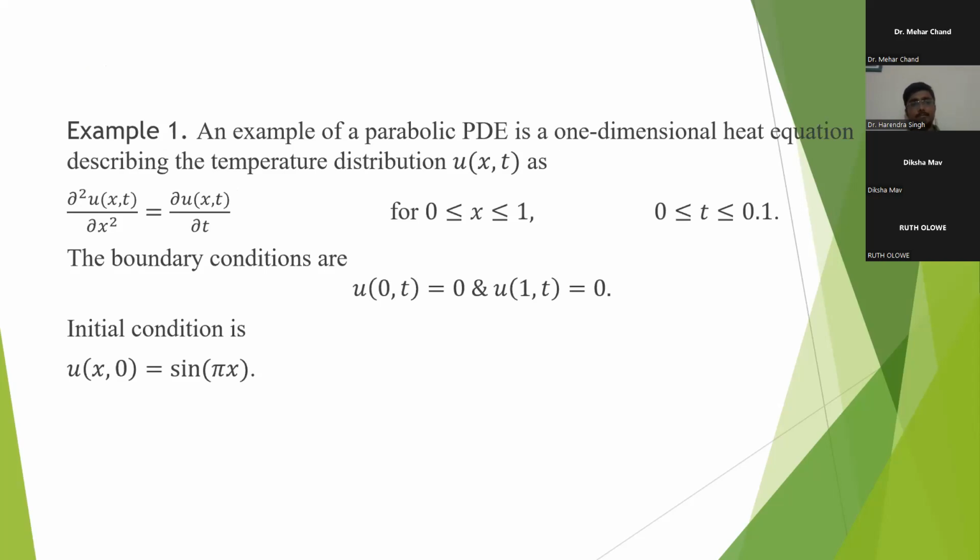Next one is this one. This is the example which I will consider for the computation. An example of a parabolic partial differential equation is the one dimensional heat equation. Here I have taken the initial and boundary conditions. The initial condition is u(x,0) equal to sine pi x. For this example, I will run our MATLAB code for the explicit scheme and for the implicit scheme, and I will show you which scheme is better and gives better results.